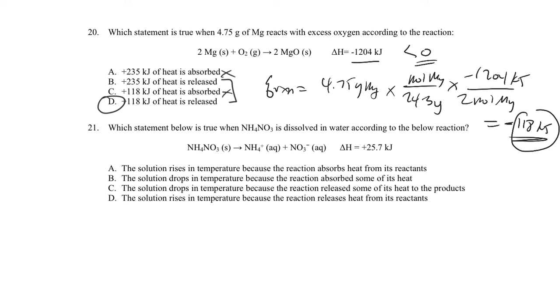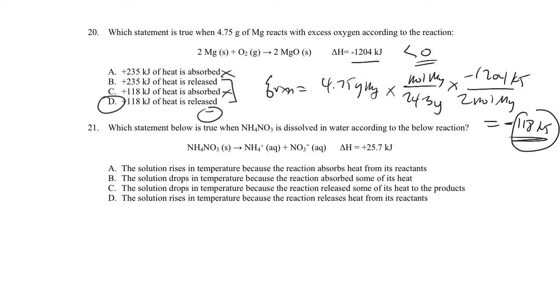So notice the sign flip's positive because we're saying how much heat is absorbed or released. 118 kilojoules is released, so this implies the minus sign. So heat is being released when the Q reaction is negative. Let's look at a Q reaction positive in number 21.